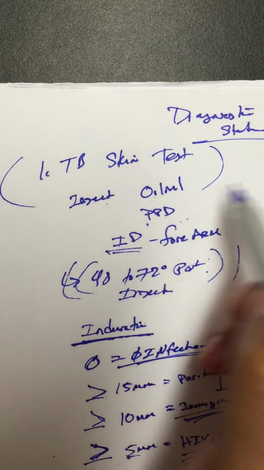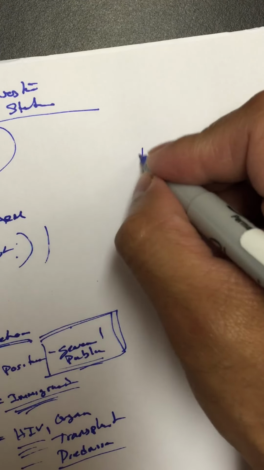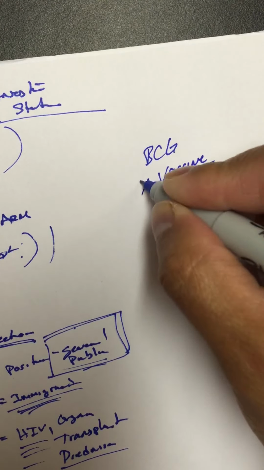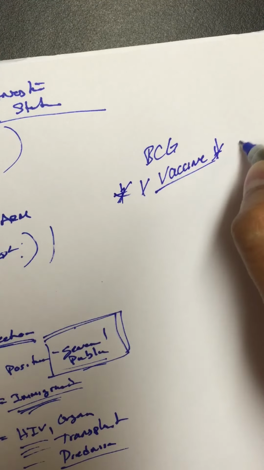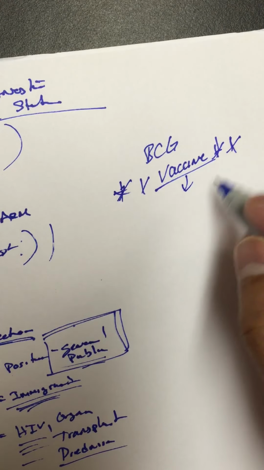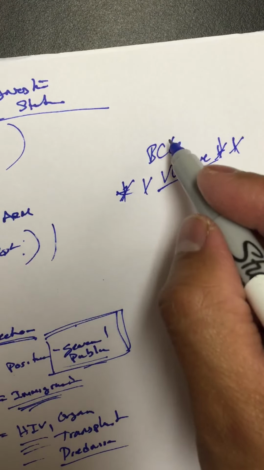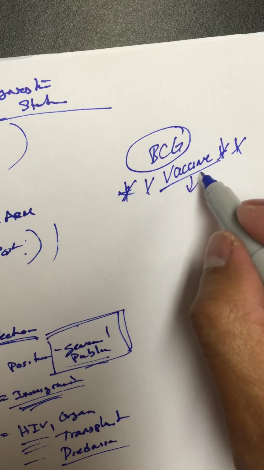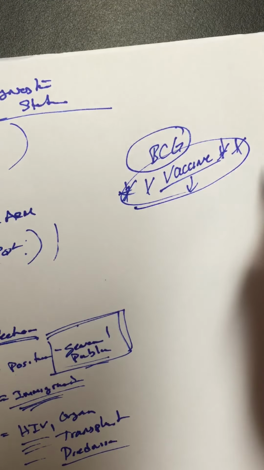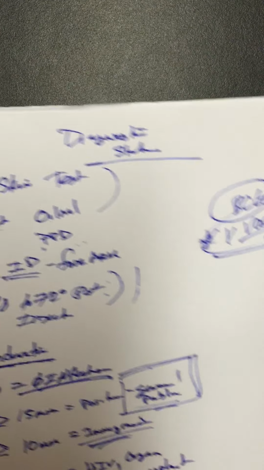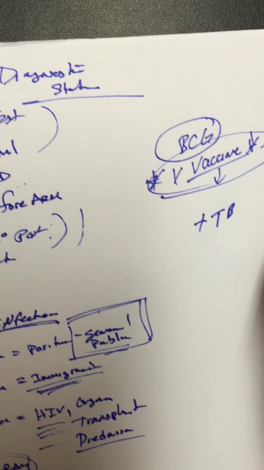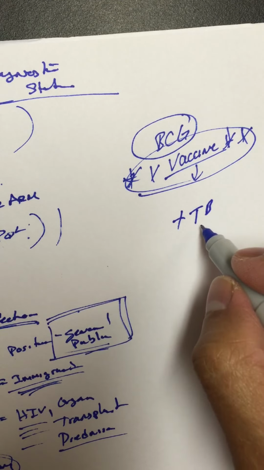Now, we talked about a positive skin test. Well, there's also something called a BCG vaccine. You must be aware of this because in some countries they still give this to hopefully prevent TB in the population. So if a patient was given a BCG vaccine to prevent tuberculosis, most of those patients will show up with a positive TB skin test. Now this is a false positive, okay?